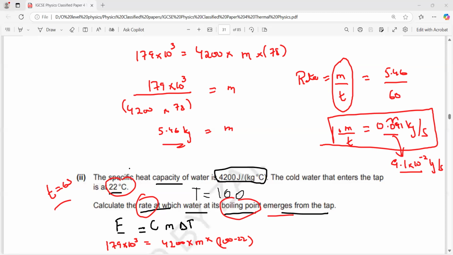Is it clear, this one? So first we work out the mass, how much mass of water flows out, and then we work out the rate, because the question is to calculate the rate at which the water will emerge. How much mass of water will come out every second? That is what we have to calculate. 9.1 multiplied by 10 to the power minus 2, or you can also write 0.091.